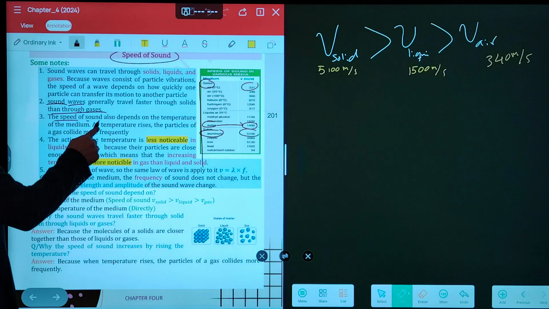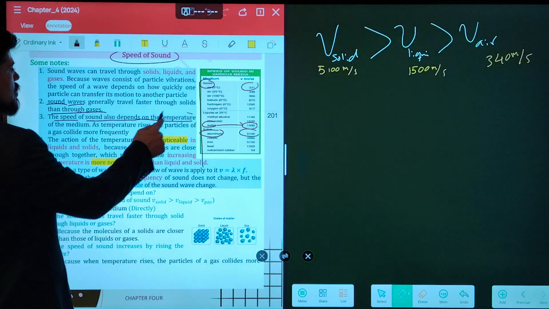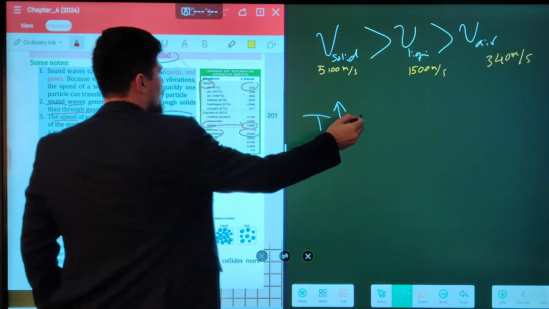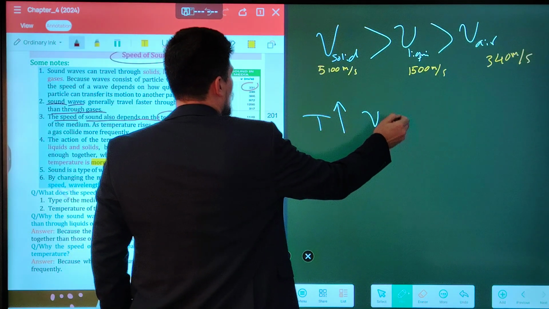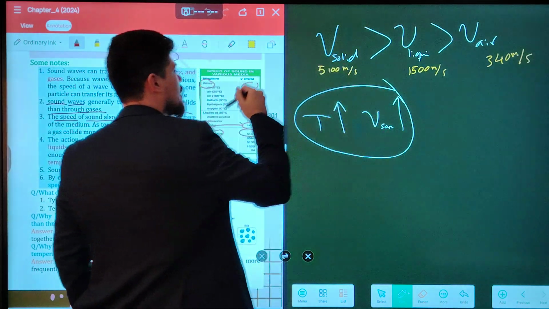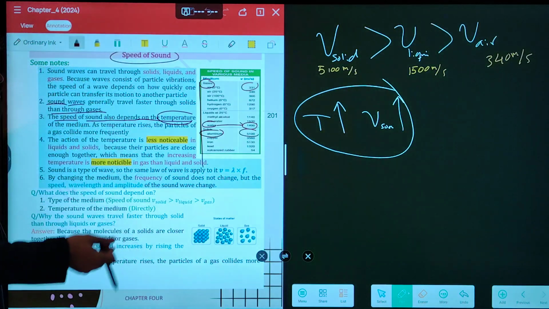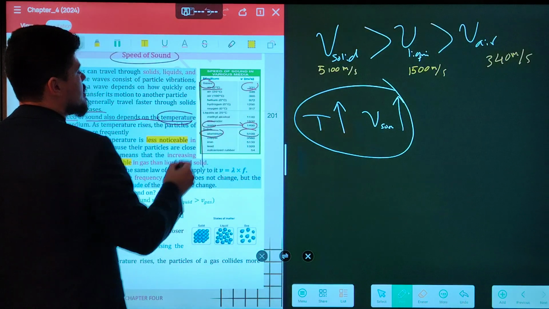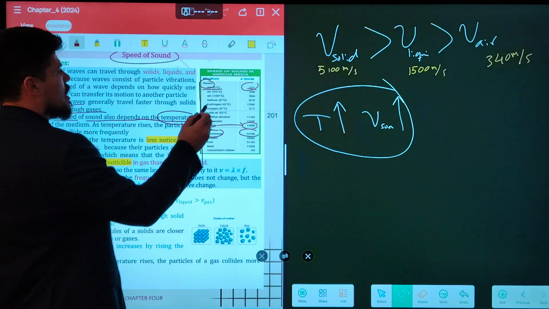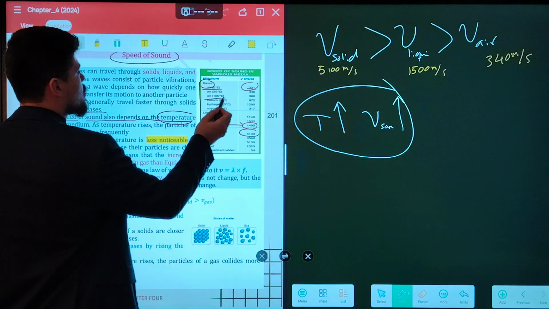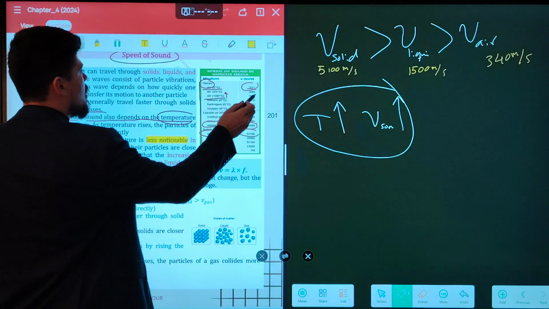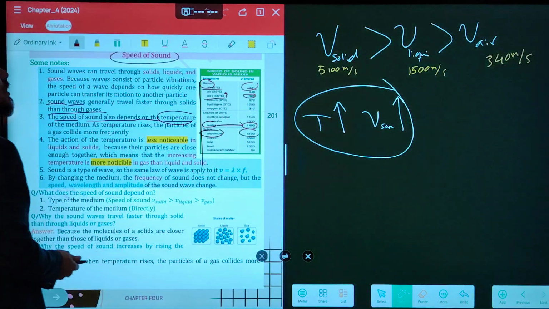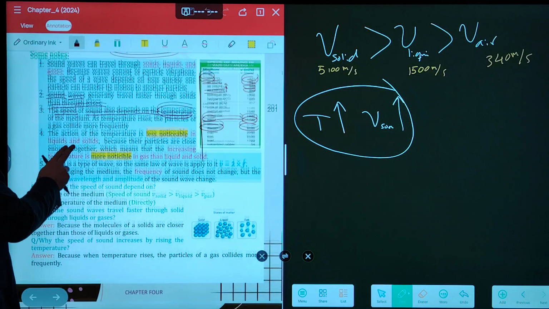The speed of sound also depends on the temperature. When temperature increases, what happens to the speed of sound? It also increases. It is directly proportional. More temperature has more speed. Look, air at 0 Celsius has 331 meters per second. What about air at 100 Celsius? What happens to the temperature? Increases. What about speed? It also increases, from 331 to 366 meters per second.